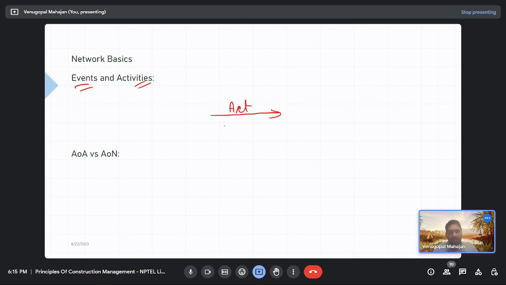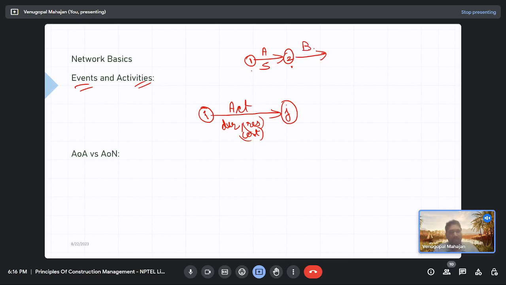If it is an activity, it is taking some time, it is consuming some resources, there is some cost associated with it. So if this is an activity with passage of time, there is a start event when the activity starts, and an end event when the activity ends, finishes. Let me give you an example: activity A is 5 days, let it be 1 to 2. So this is the start event, the finish event, and the activity showing its duration.